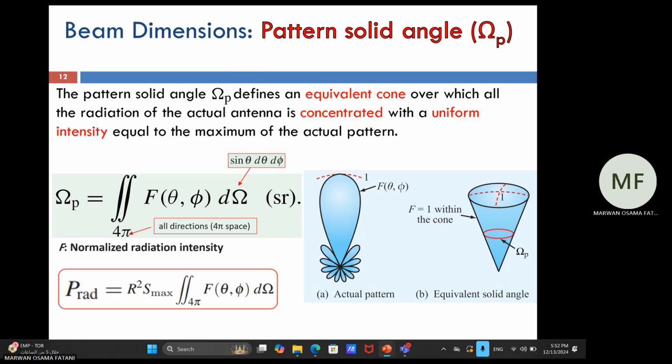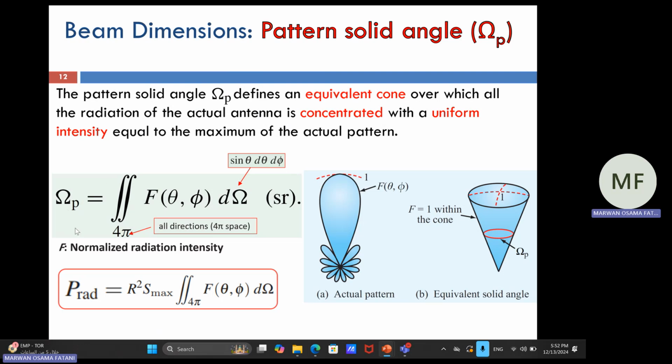Now, what is the pattern solid angle? It's a very important concept. The pattern solid angle is defined as an equivalent cone over which all radiation of the actual antenna is concentrated with a uniform intensity equal to the maximum of the pattern. To explain it in a much simpler way, it is the region in space where the antenna radiates most of its energy. So as the antenna has a pattern, where is most of its energy being radiated? That's the pattern solid angle.